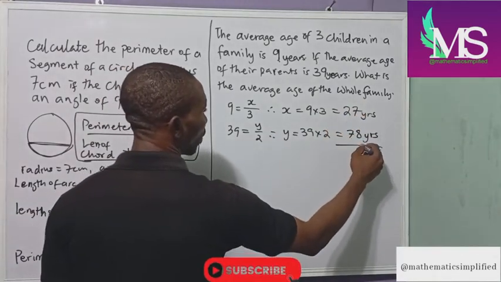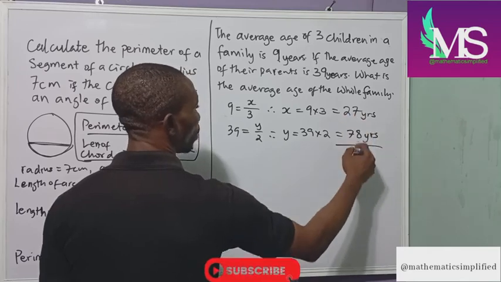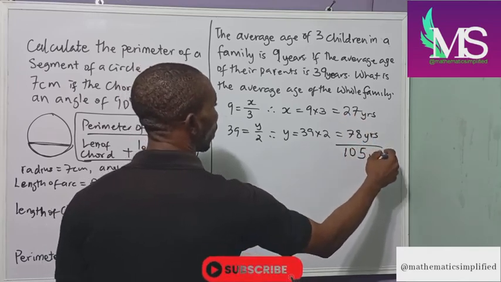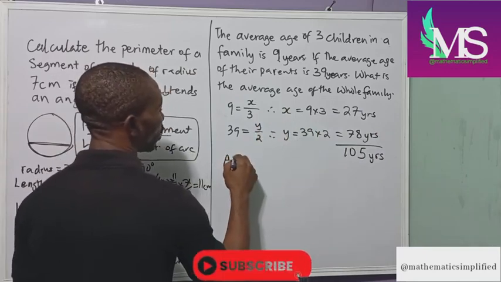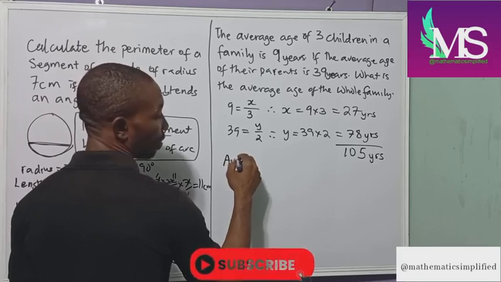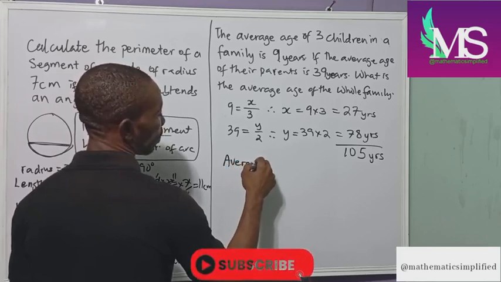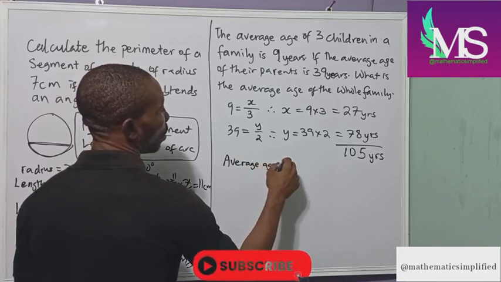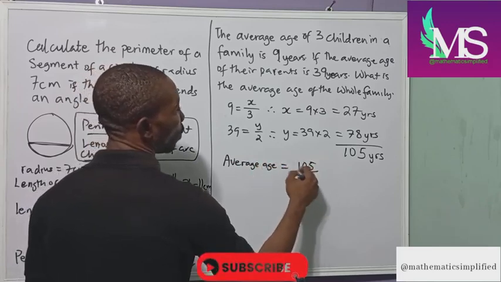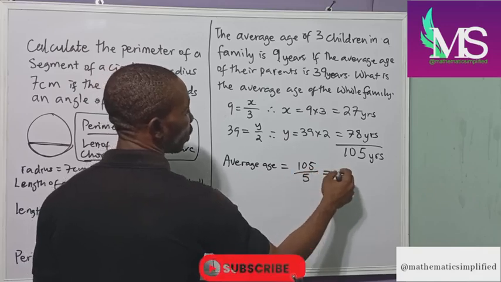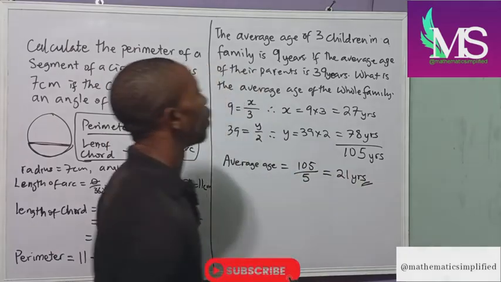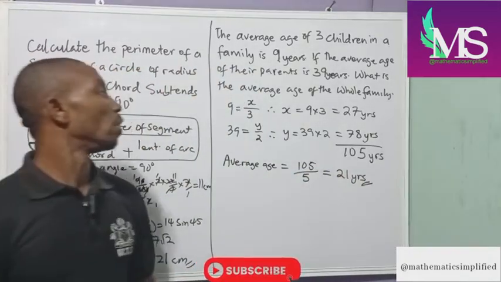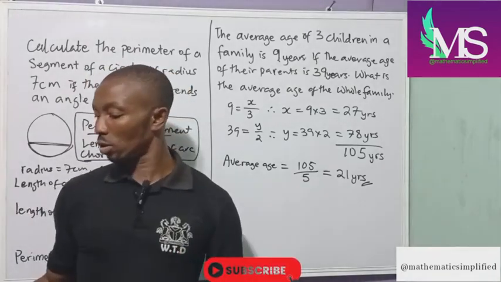7 plus 8 is 15, write 5, carry 1 plus this is 10. And the number of people will be 3 plus 2. So the average age of the family equals 105 over 5, which will give us 21 years. So the average age of the whole family is 21 years.